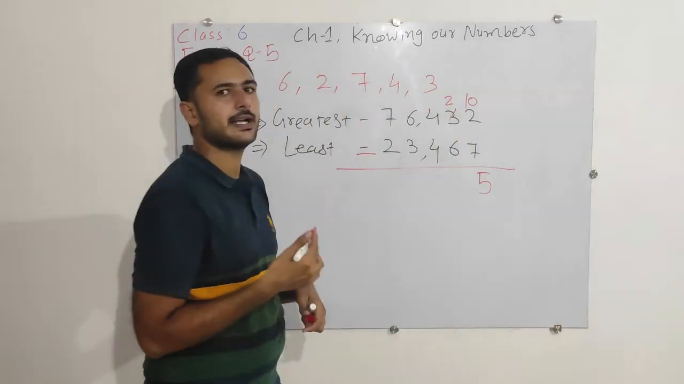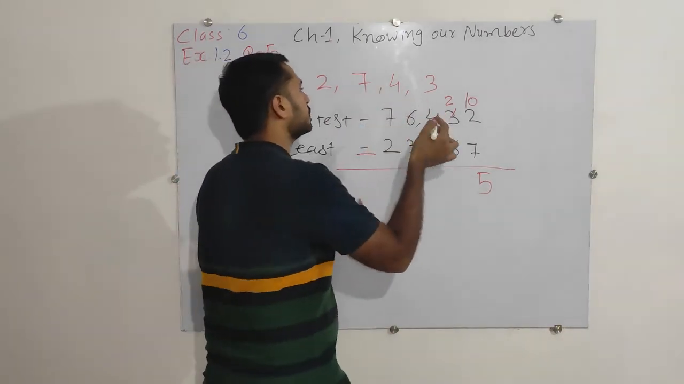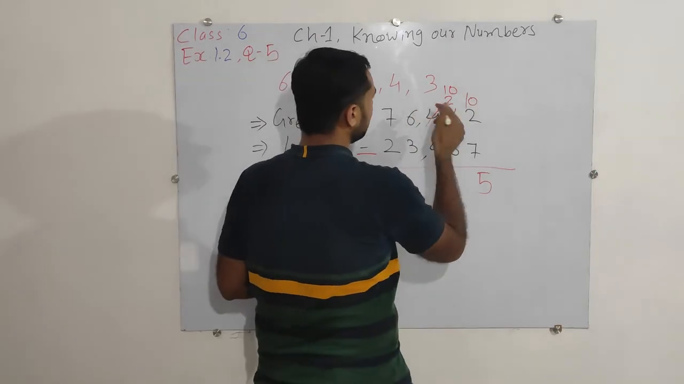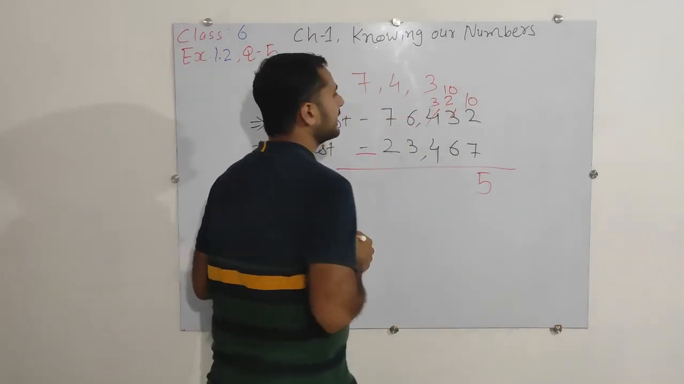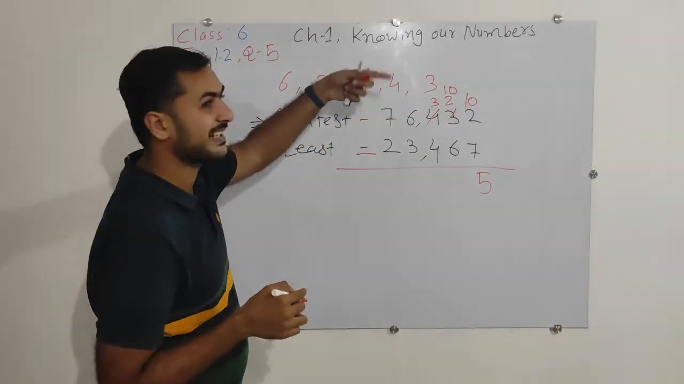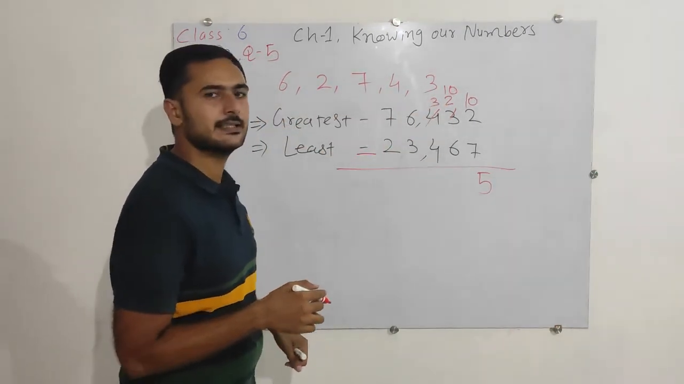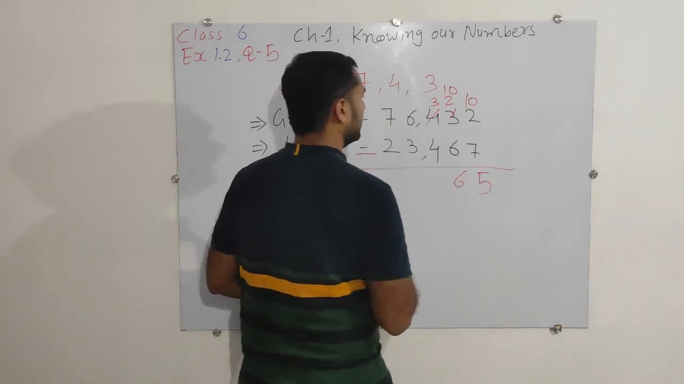Here 2 minus 6, again that's not possible. So again we will ask to be given 10 more. So 4 just gives us the 10. Here we will decrease by 1, so 4 minus 1 is 3. Here 10 and 2, that is 12. 12 minus 6 is 6.